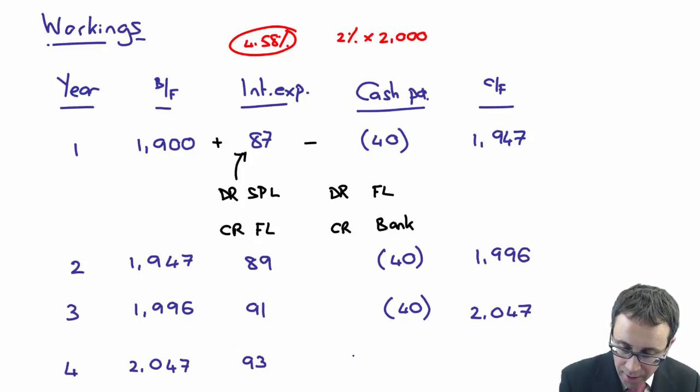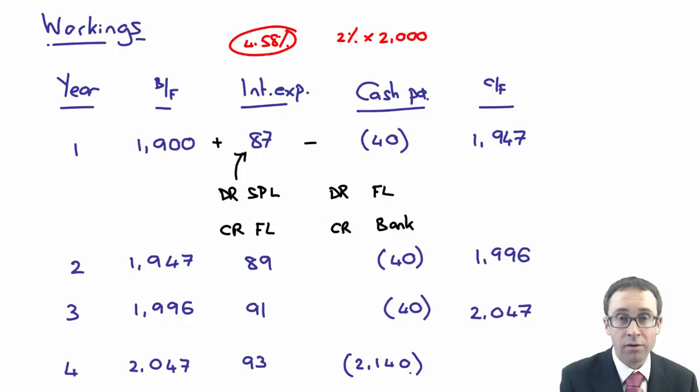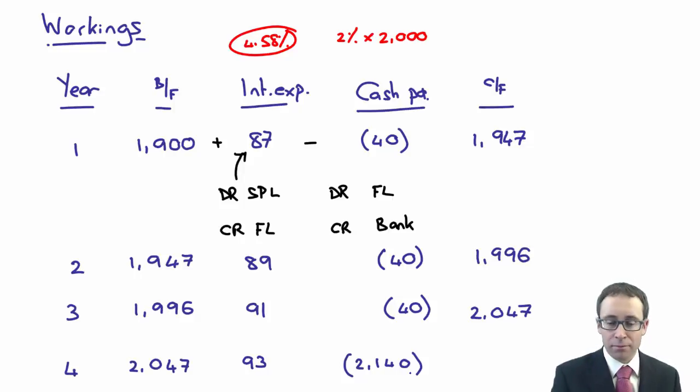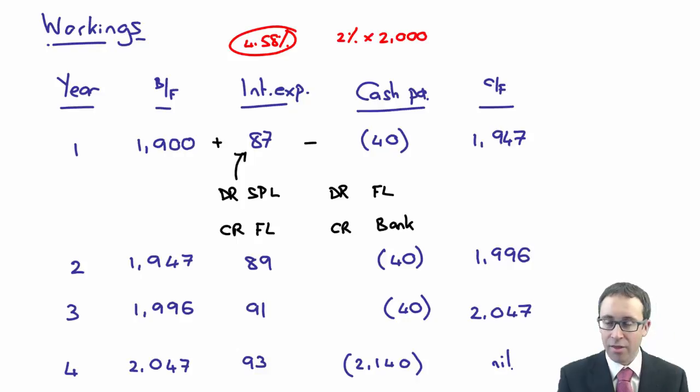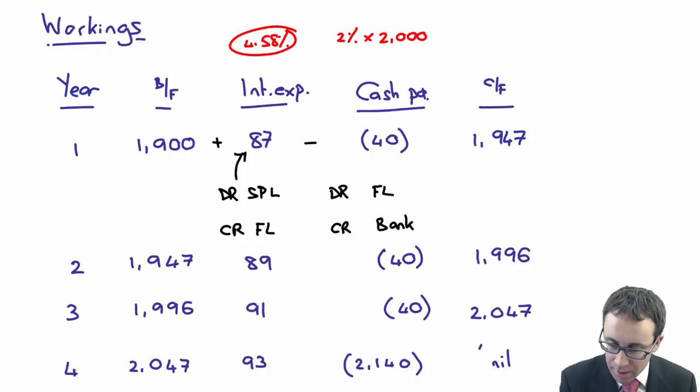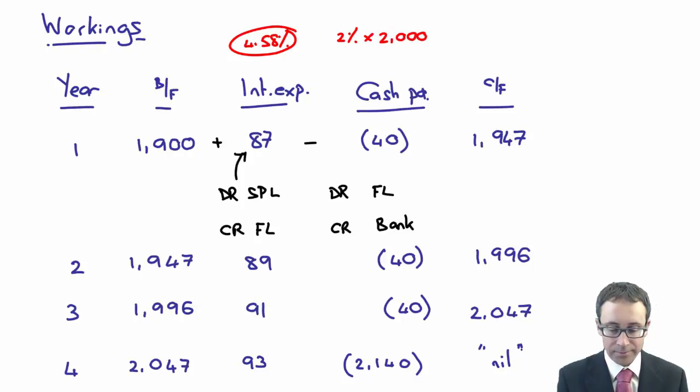And then when we go through and repay everything back, it's not 40 in the last year, it's 2140, isn't it? Because you've got the 5% premium. So 2047 plus the 93 less 2140 comes to zero. There's probably just a little bit of rounding there, but let's not worry about that too much. In the exam, you're only really concerned with one particular year.